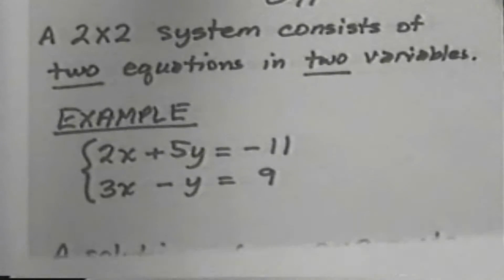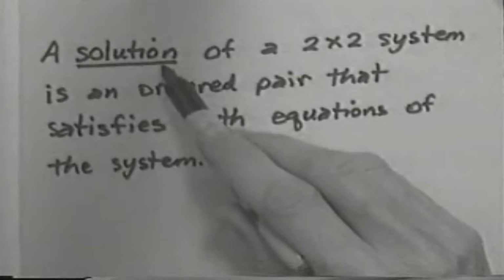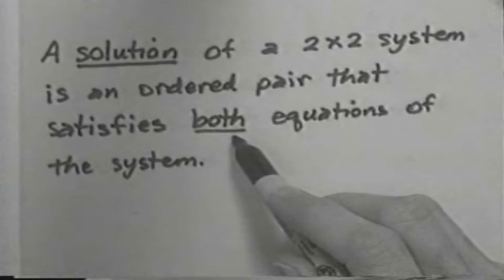What about a solution? What is a solution? Well, a solution of a 2x2 system is an ordered pair that satisfies both equations of the system. If the solution only satisfies one equation but not both, then it is not a solution of the 2x2 system. It might be a solution of one of the equations.